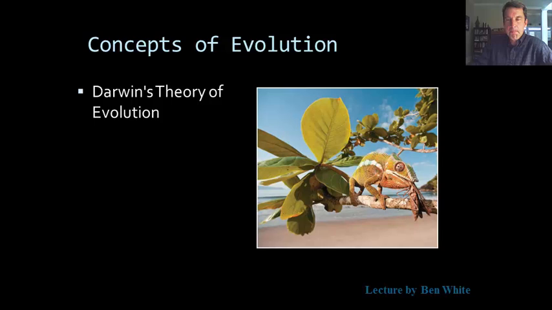Now this hasn't been observed. There's evidence that is used to support this type, and that's one of the things we're going to look at, some of the evidence that is used to support this type of evolution. All right, so that gives us some of the ways that we define evolution.